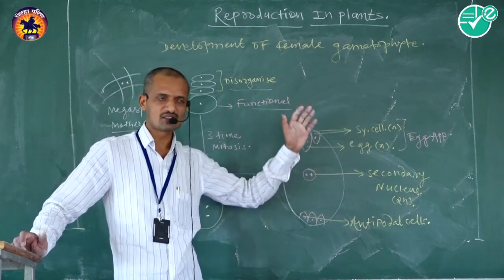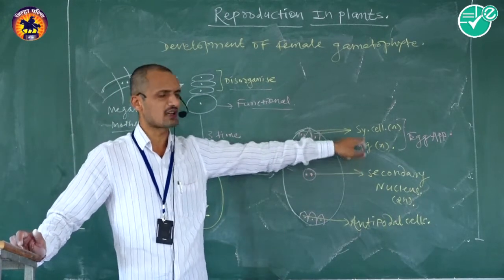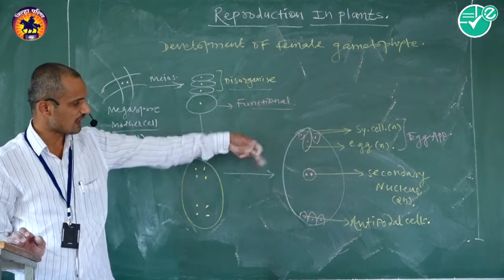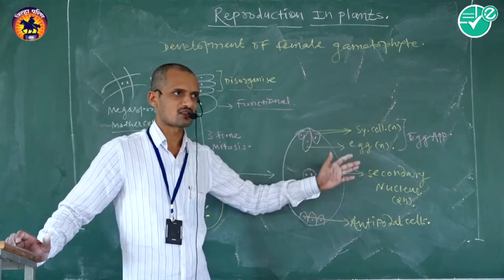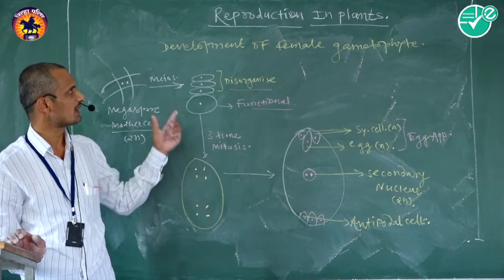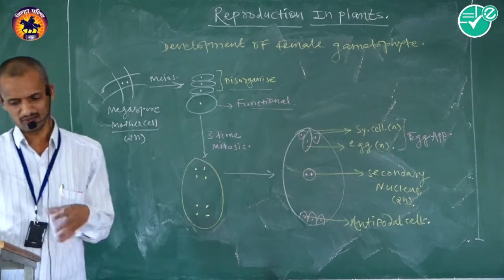The egg apparatus consists of 2 types of cells. The middle larger cell is called the egg cell, and the lateral 2 cells are called synergid cells. The structure having the egg apparatus, secondary nucleus and antipodal cells is called the fully developed female gametophyte in angiosperms.